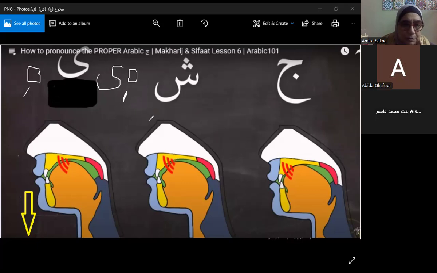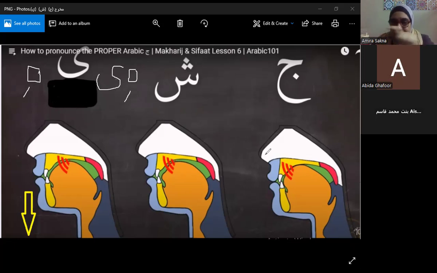No, this is not good. I'm going to erase this. Okay, so all those are the same, except that with natural mad, the oral cavity, or the jaw, will be added. When we make a comparison, inshallah, everything will be clear. Look, my dears, Jim, Sheen, Ya, they all have the same articulation point, which is the middle part of the tongue with the hard palate.